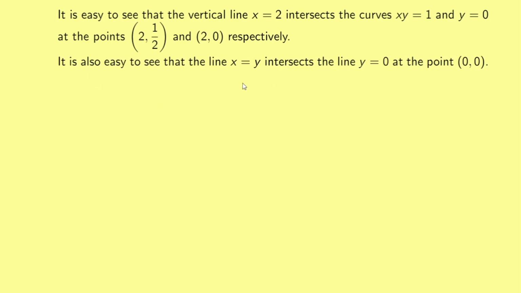Now, it's easy to see that y equals x intersects the line y equals 0 at (0, 0), because since x must equal y, when y equals 0, x must be 0. So this is fine too.